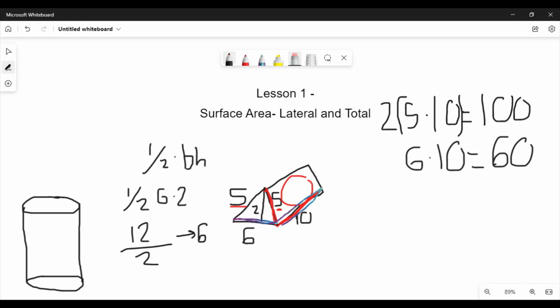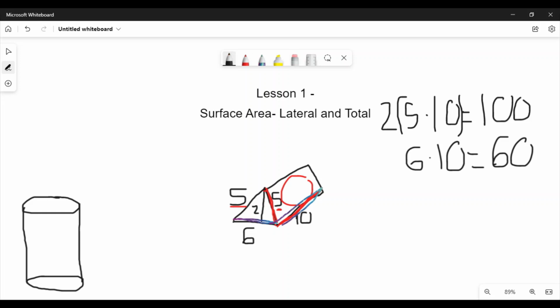Instead of doing that and just multiplying by 2 again, since there's 2 of the same triangle, instead of making it so hard and longer, multiplying by 2 again just so you get the same answer, you can just skip that step and just do the base times the height. So it's the 6 times the 2.